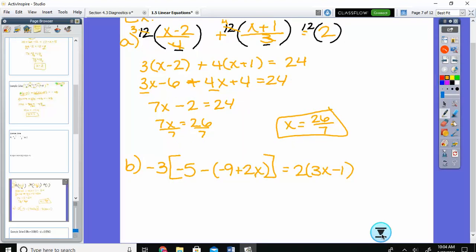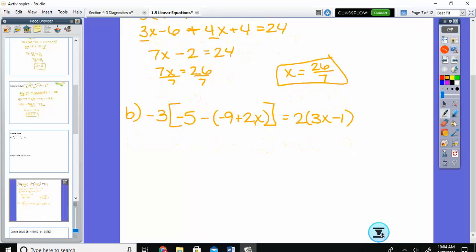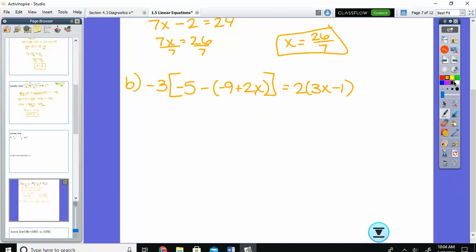Okay, B. What would we have to do first? Let's start on the inside. So the square brackets, that's just another grouping symbol. If I'm looking in here, I have to start by distributing the negative. So that makes it a plus 9 and minus 2x.